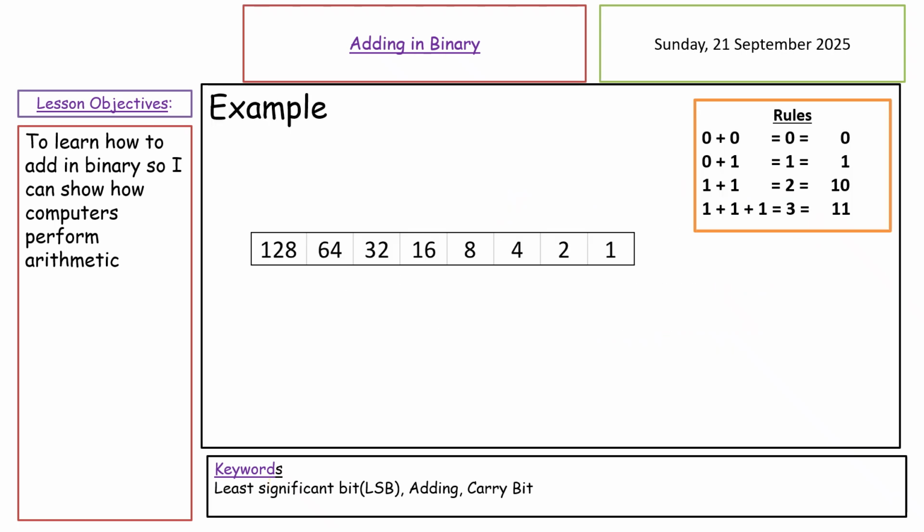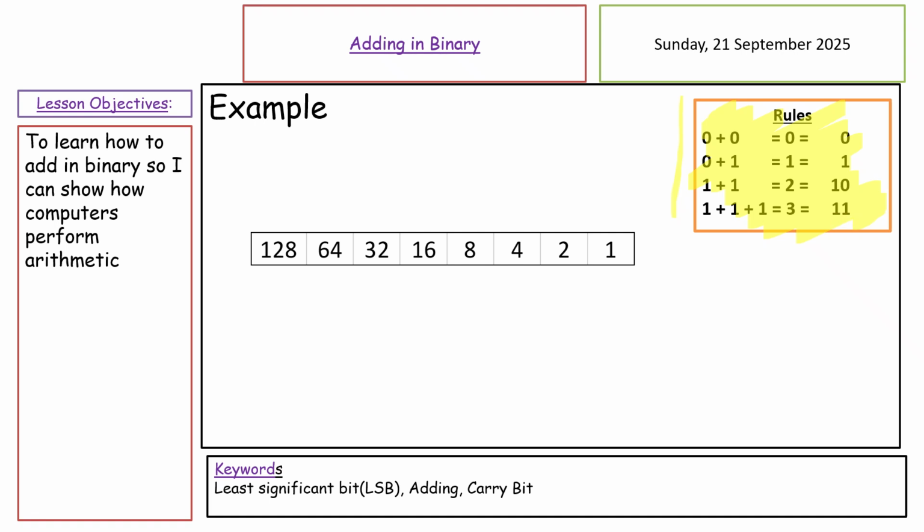So we've got our rules here that we just talked about. We've got 0 plus 0 equals 0, which is 0 in binary, 0 plus 1, which is 1, which is 1 in binary, 1 plus 1, which is 2, which in binary looks a bit like 10, which is the 2 bit on and the 1 bit being off. And then we've got 3, which looks a little bit like 11, which is the 2 bit being on and the 1 bit being on.